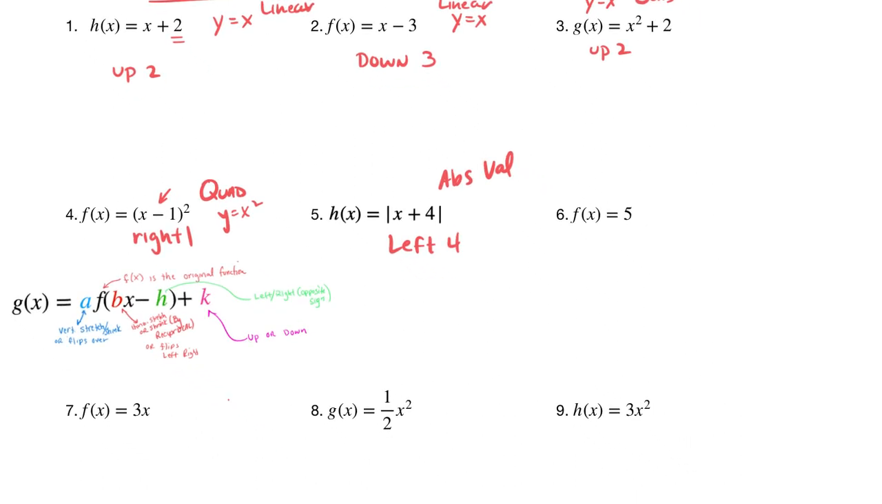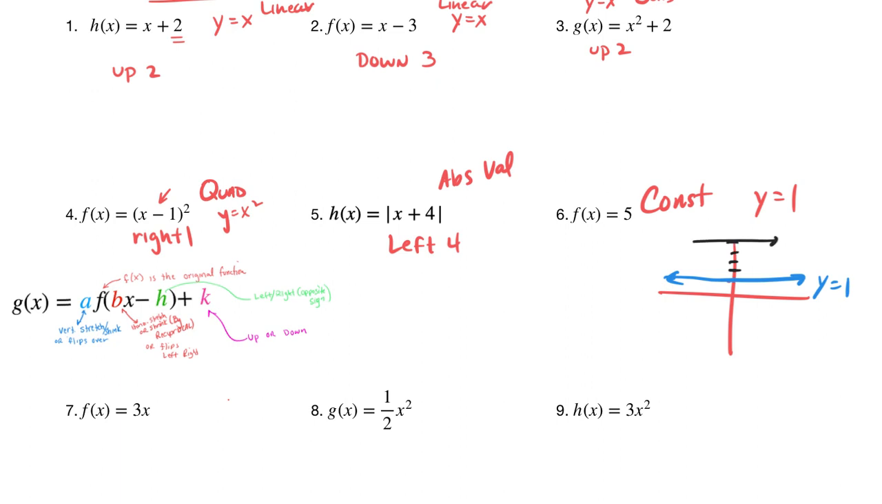And the last one's kind of a weird one. This is our constant function. You gotta remember this about the constant function. The parent is y equals 1. So it's normally right here, y equals 1. This new function is y equals 5. 1, 2, 3, 4, 5. So it's up here. And that means it's gone up by 4, so this is up 4.